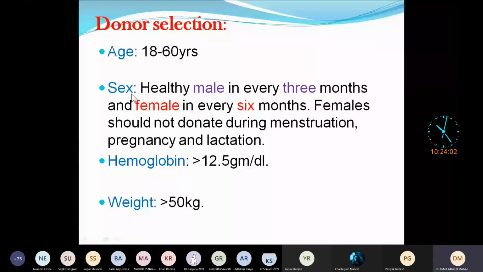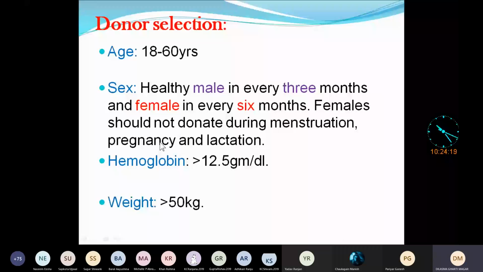And female every 6 months. Understood here? So male, they can donate every 3 months, but for the females, they can donate every 6 months. So the female should not donate blood during the menstruation, pregnancy, and lactation.